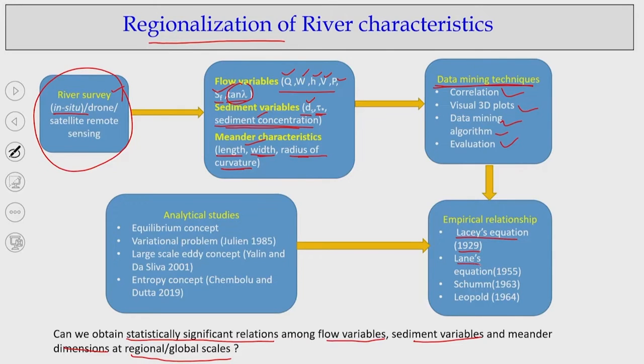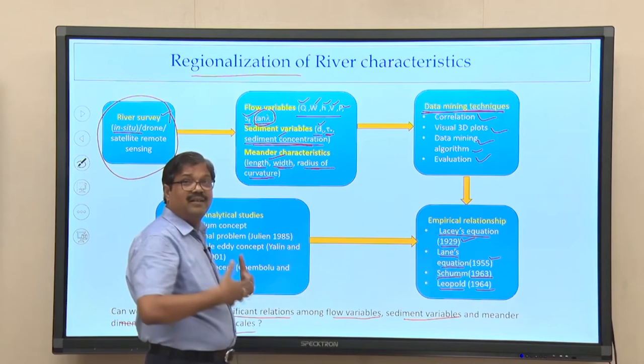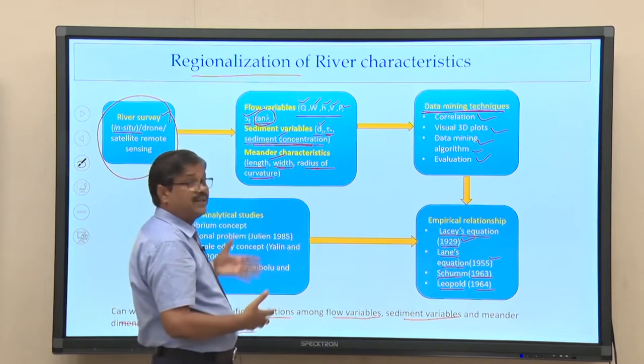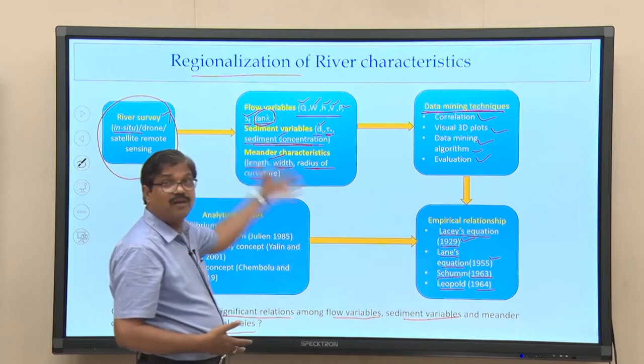Lenz equations, 1955, 1929, Scoms, 1963, all these relationships I will talk about. Leopold relationship, 1964. So, these are the relationships we got after doing data mining of a huge data set that we collected from the river level, at the reach levels, at different parts of the world.